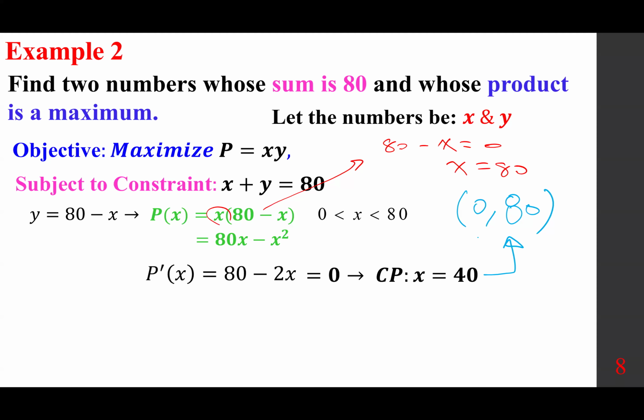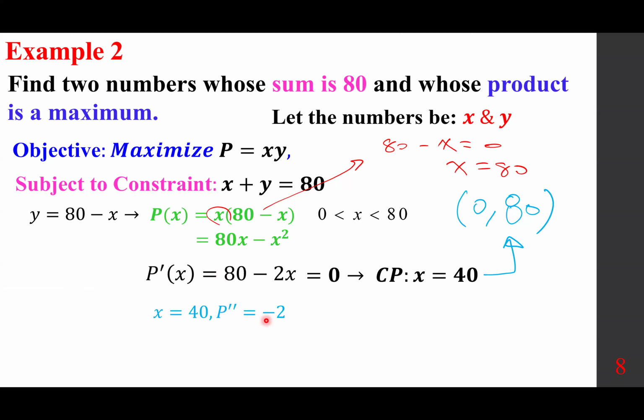So local becomes absolute. So how do we deal with that? Very simple. We are going to go with the second derivative test because we can easily see P double prime is -2.